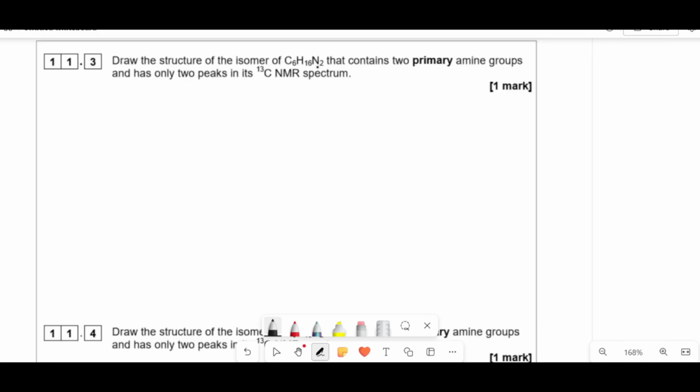Now it says, draw the structure of the isomer of this that contains 2 primary amine groups and only has 2 peaks in its carbon-13 NMR spectrum. So that means if it's only got 2 peaks, then a lot of these carbons are going to have to end up being identical. Now, if it's got 2 primary amine groups, draw that first. So we know that on one end it's going to have H2N. I'm going to try my luck and see if I just put a carbon and a carbon here, and then an H2. Now, if you only want 2 peaks in its carbon-13 NMR spectrum, this in itself and this are going to give you 1. They're both identical. So we need to figure out what to do with the other 4 carbons so that they are all in the same environment, so they all give 1 peak.